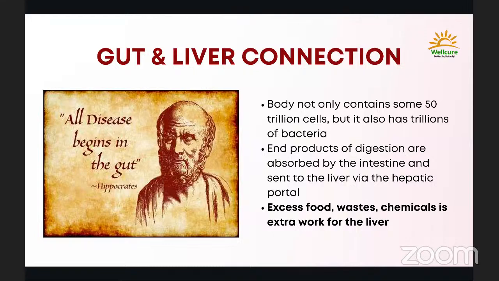The end products of digestion are absorbed by the intestine and sent to the liver. Then the excess amount of food waste and chemicals are extra work for the liver. Whenever we are creating extra work for the liver, what happens to the liver? The liver gets inflamed. How do we reduce this extra work to a point that our liver is going to be doing a happy, healthy dance? By addressing the liver issue, by giving the liver the right kind of food, and not bombarding the liver with lots and lots of toxic fermented waste that is coming from your gut. Okay, next slide.